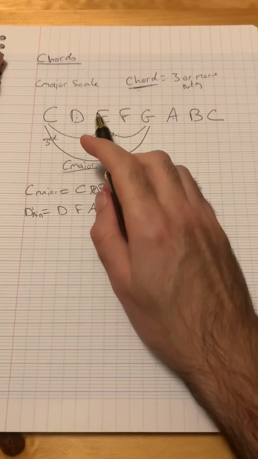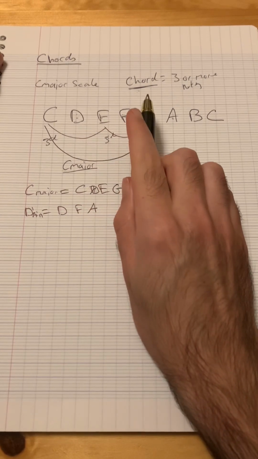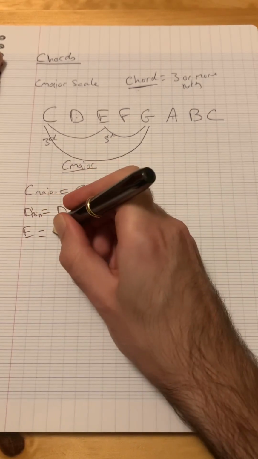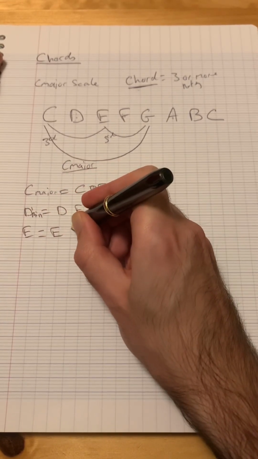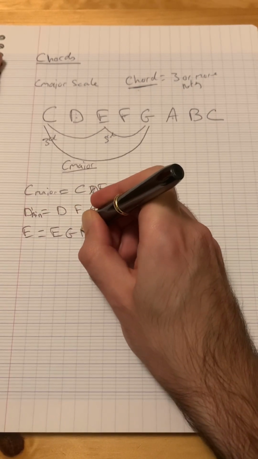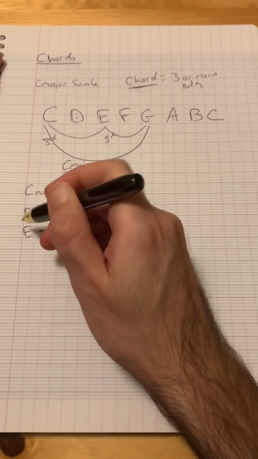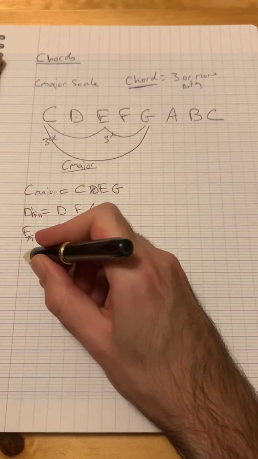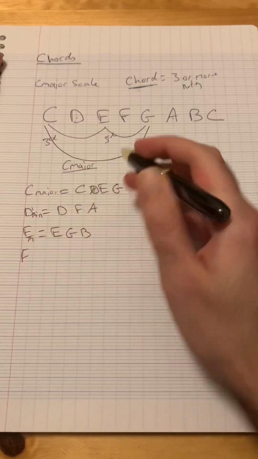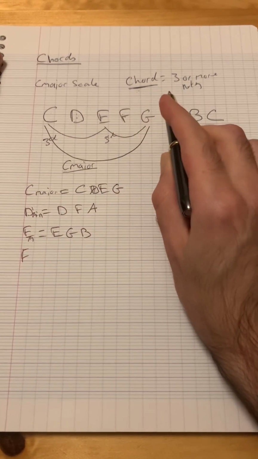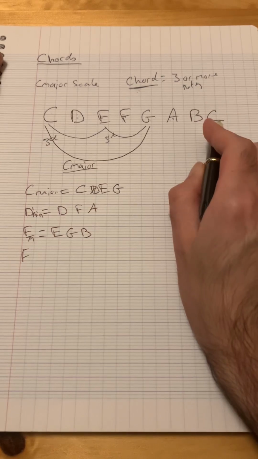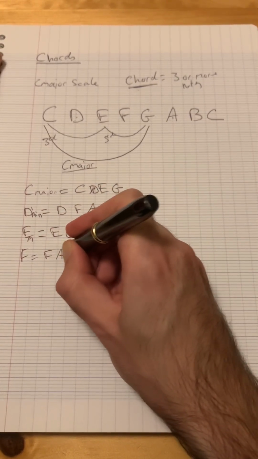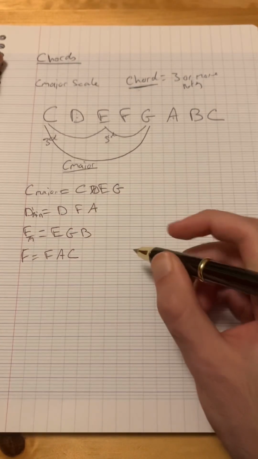Let's try for E. 1, 2, 3, 1, 2, 3. So E equals E, G, and then B. The same thing here, it will be an E minor, okay? We just put M for minor. What about F? 1, 2, 3, 1, 2, 3. So F equals F, A, and then C.